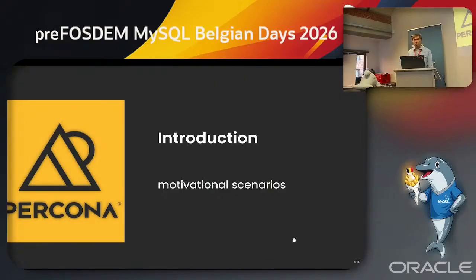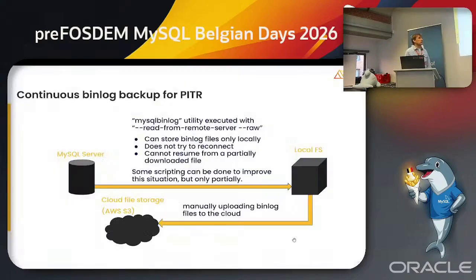So I do not have enough time. It's a 25-minute talk. I will briefly describe a few examples. Shlomi probably mentioned some of them, but this is what we saw from our customers' operations and problems they were trying to solve. So let me just show them here. Basically, continuous binlog backup for point-in-time recovery.